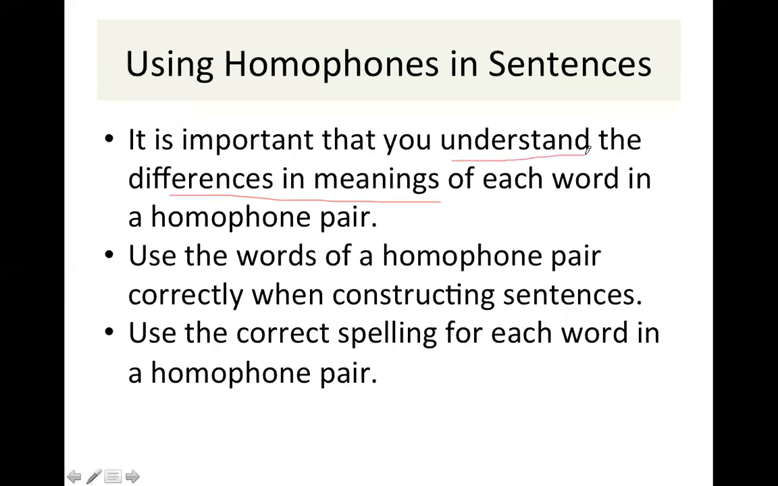So we need to understand that although we have a homophone pair, so if we have 8 and 8, we know that they sound the same, but they're two different words. These two different words are separate and they have their own meaning, okay? So we want to remember that when we're constructing sentences, so we're able to identify which word has the correct meaning for the sentence we are trying to construct.